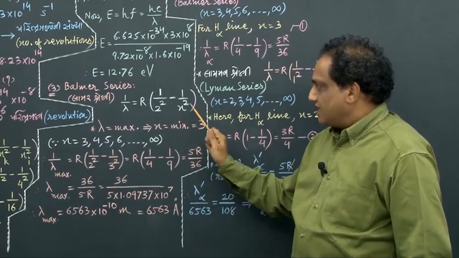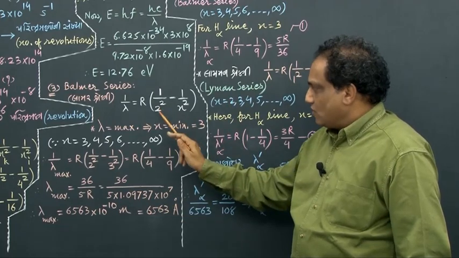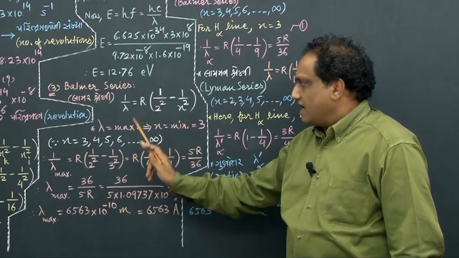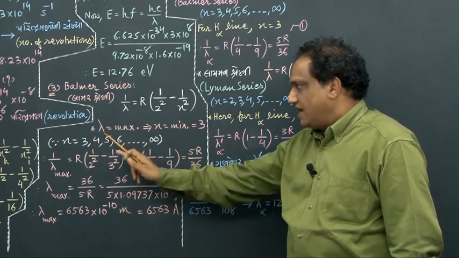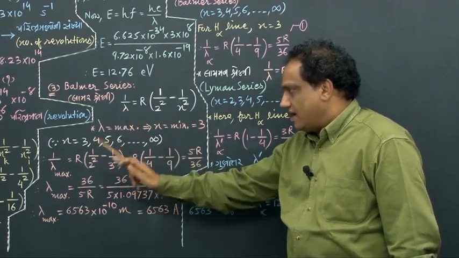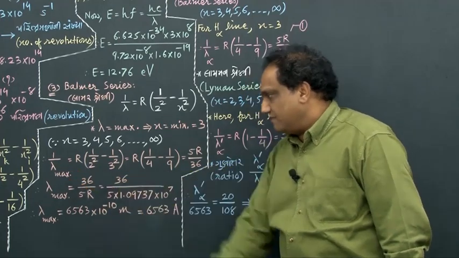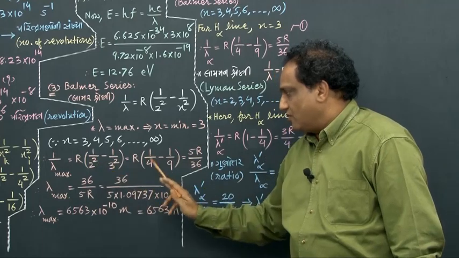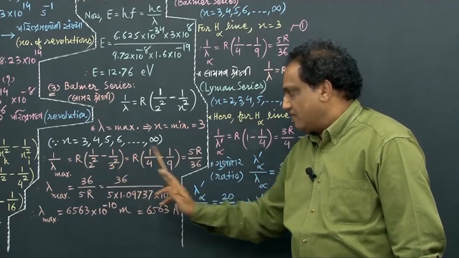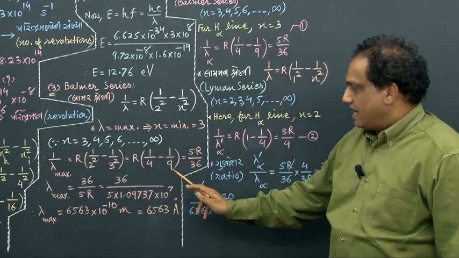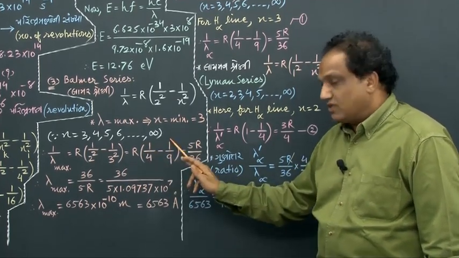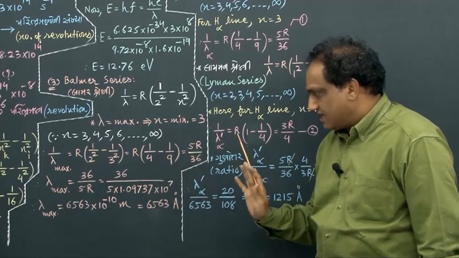When n is 3, it is 3 square. 1 upon 2 square minus 1 upon n is 3 square. But at that time, when n is minimum, lambda is maximum. So instead of lambda, I must write lambda maximum. Simplify. R as it is, 1 upon 2 square is 1 upon 4, minus 1 upon 3 square is 9. Now simplify. 9 into 4, that is 36, will be taken in LCM. Now 9 minus 4, that is 5 into r upon 36.